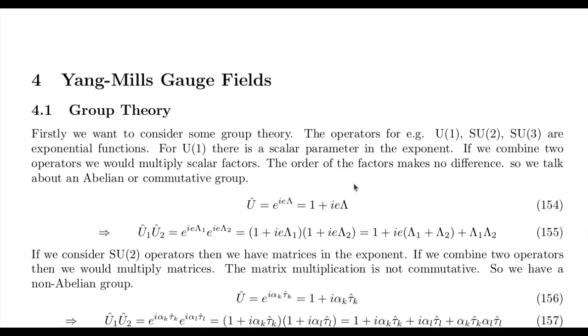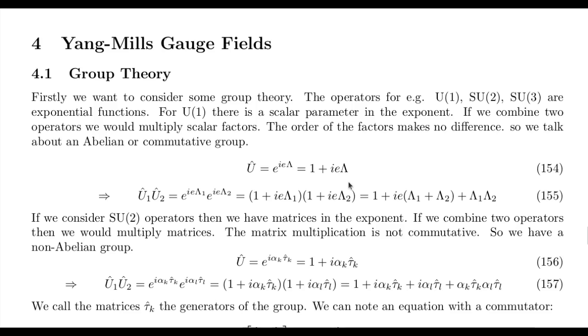And these are exponential functions. We have used the U1 operator to describe the electromagnetic interaction in the last chapter. And here we have seen there is a scalar factor in the exponent of the unitary operator. If we multiply two operators, then this product is commutative. Though we talk about an Abelian group, it makes no difference in which order we multiply.